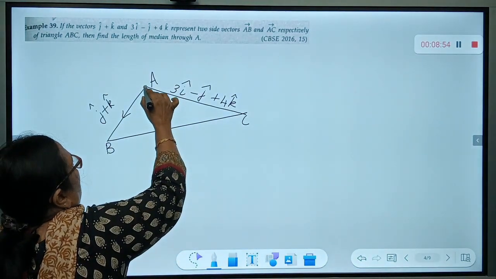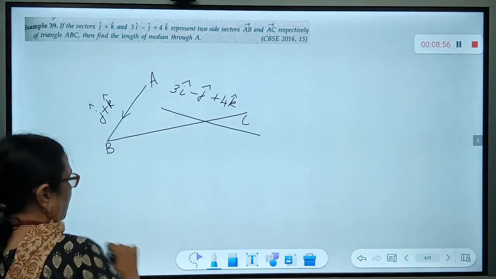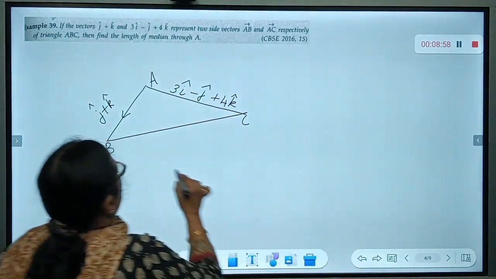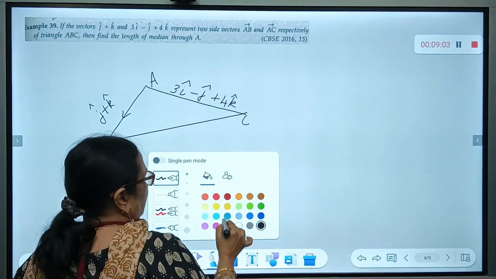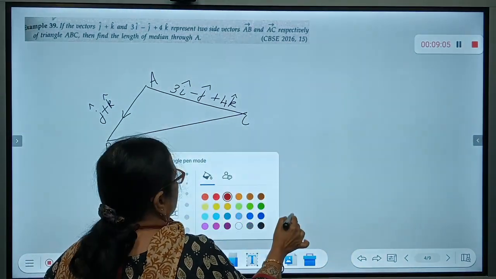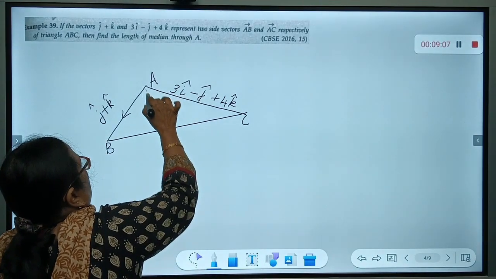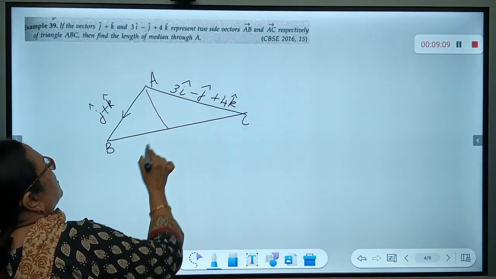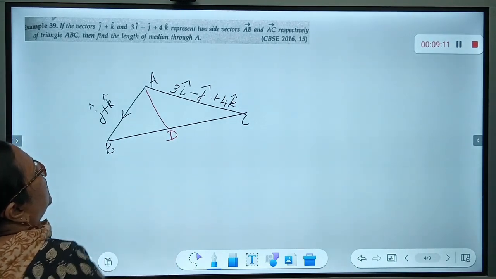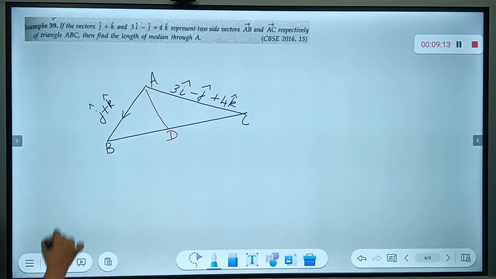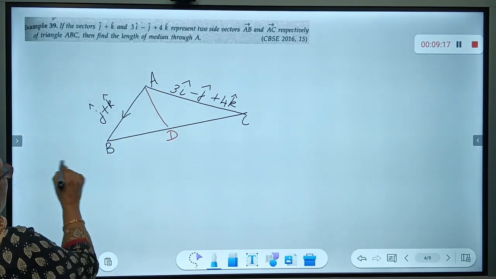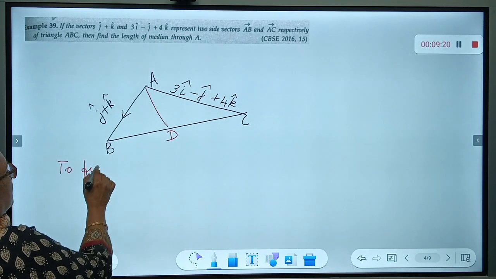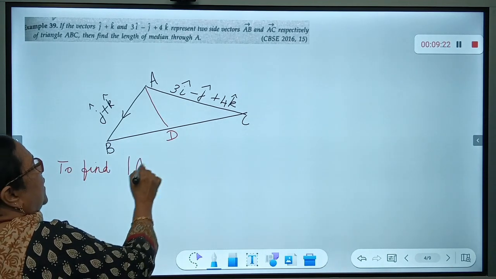So, join A, let me use another color to indicate the median. So, let this be the median. Let AD be the median. So, you have to find the length of AD, to find the magnitude of AD vector.